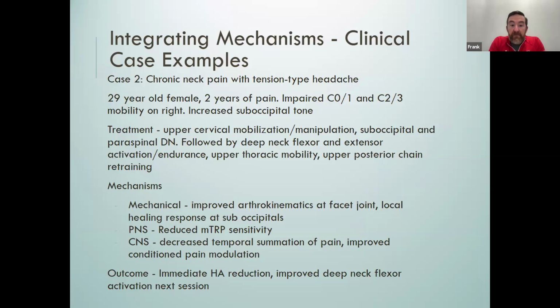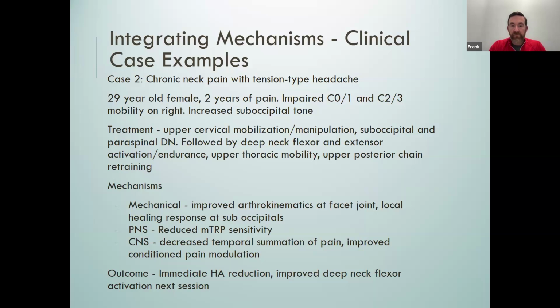Now, an important piece: we've opened up this temporary therapeutic window. Let's follow that up with some deep neck flexor and extensor activation endurance work, maybe some upper thoracic mobility, upper posterior chain retraining. So we've decreased some of that threat for her, and now we're giving her those new patterns. I might also add, at the end of the session, some guided diaphragmatic breathing to work on that vagal tone as well.